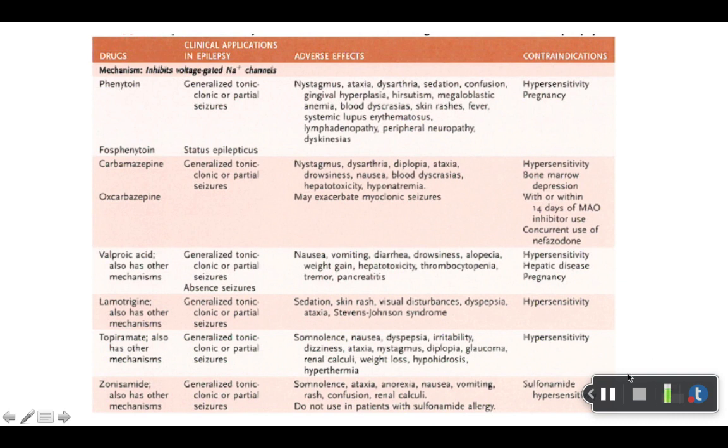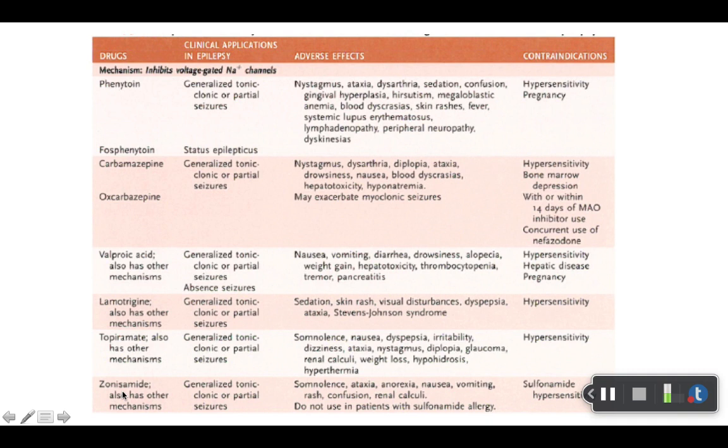Clinical applications, adverse effects, pay attention to those, and contraindications. Make sure you look through those. I don't think we've talked about the MAO inhibitors yet, but that's a type of antidepressant. So just know that that can be a concern there. I won't put drugs on the test that you guys haven't seen yet, but we will be learning the MAO inhibitors during the psych module. So please read through those.